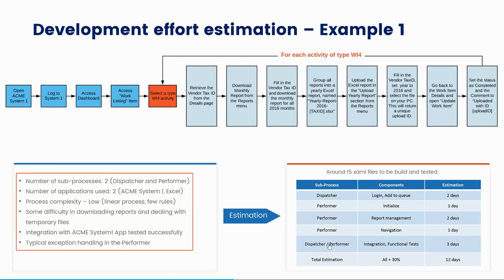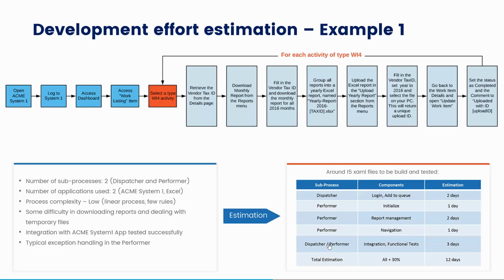We have tested the integration with Acme System 1 and it's working very well. No special need for handling exceptions, so just the typical handling in the framework is enough. As the process is not complex, we can already begin enumerating XAML files by counting the navigation files, open and close files, downloading and creating the report files, and upload report file, netting us around 15 XAML files. If we can reuse some components, this will reduce time, but in this case, let's assume we need to develop everything. We can use the estimates in this table.